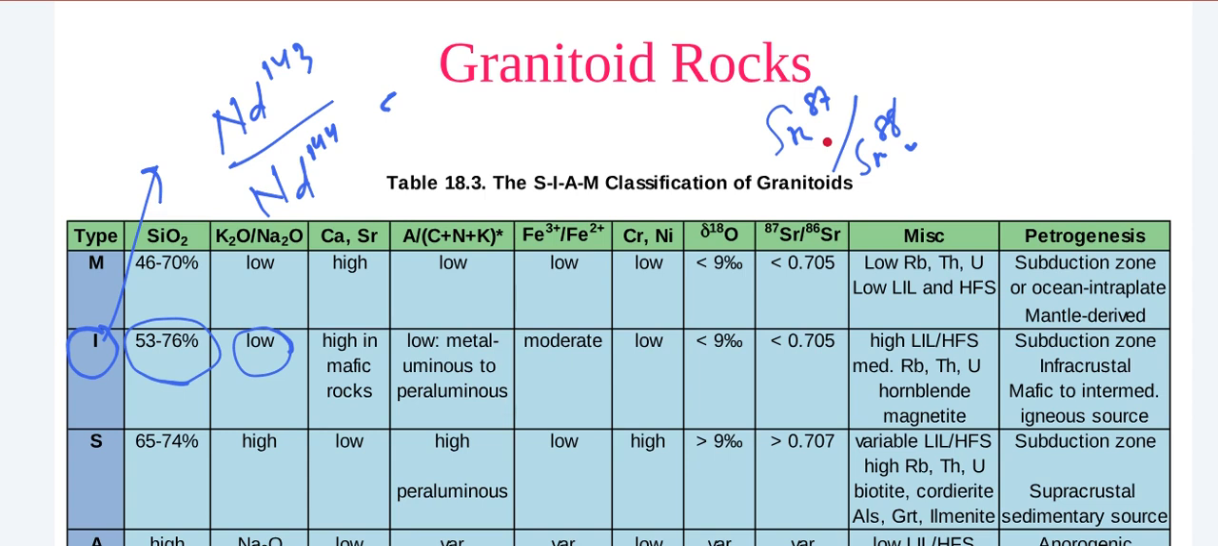Neodymium 143 by 144 will be higher, as it is derived from the mantle directly. The mantle has a higher neodymium 143 by 144 ratio. So it is directly derived from the mantle by differentiation, so compared to the rest, it will have a higher neodymium ratio.